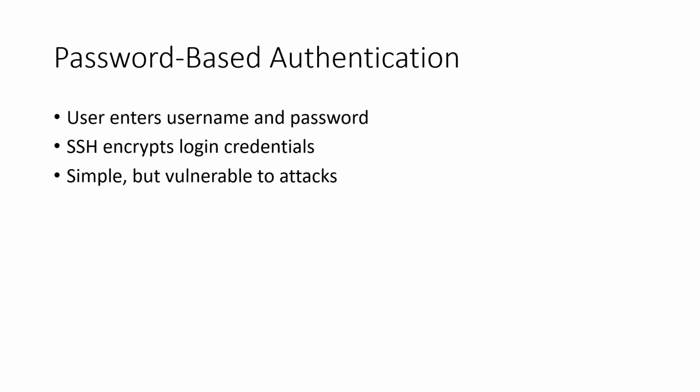Now, SSH supports two main authentication methods. First is the password based method, which is the simplest and most widely understood method. The user provides a username and password, and SSH ensures that these credentials are encrypted before being transmitted to the remote server. While it's easy to set up and works out of the box, this method has security limitations. Passwords could be weak, they could be reused, or they could be stolen. So while SSH does encrypt the login process, this method is still considered less secure, especially on public facing servers.